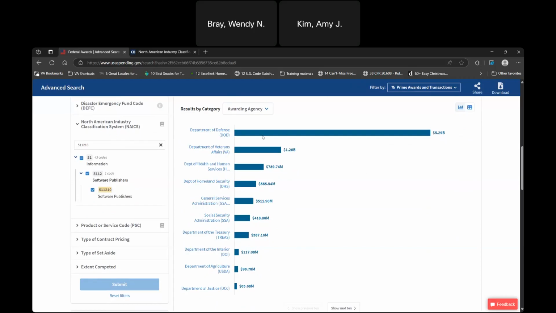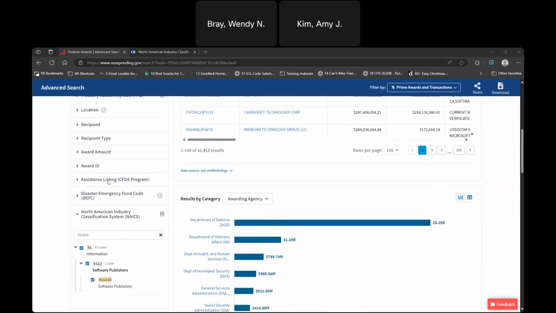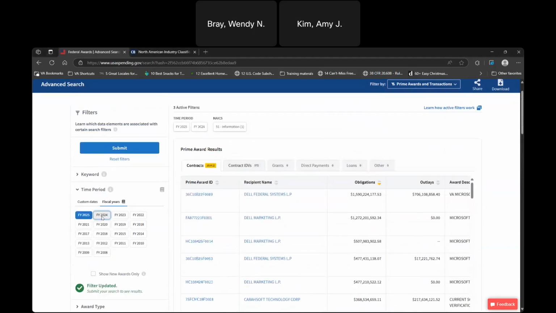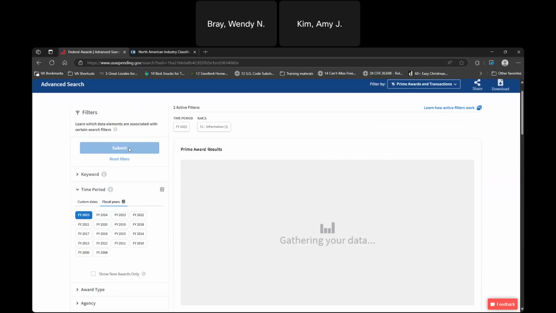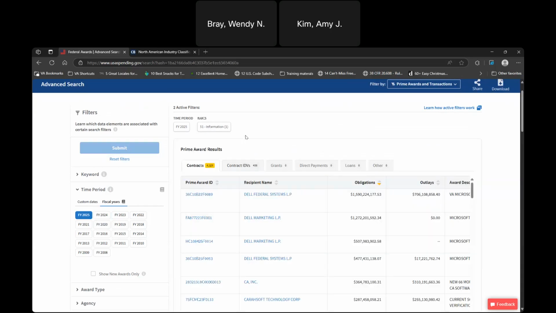So I see that Department of Defense, which the majority of the time you will see as number one, but then I also see Department of Veteran Affairs at 1.26 billion. Now, let me look, because we are in, as I mentioned earlier, the fourth quarter. So let me go ahead and submit. Let me just look at fiscal year 25, which is probably about less than 3 months worth of data.